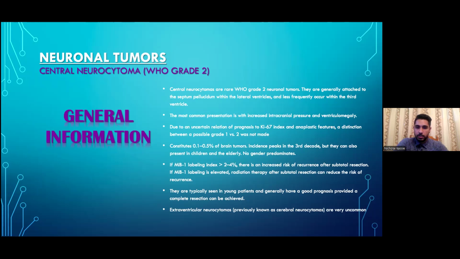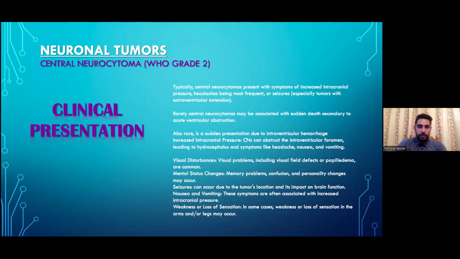Extraventricular neurocytomas, previously known as central neurocytomas, are less common, as we will describe next. Clinical presentation: it typically presents with symptoms of increased ICP, headaches, and seizures, especially in tumors with extraventricular extension. Rarely, these tumors may be associated with sudden death secondary to acute ventricular obstruction. They are also rarely associated with sudden presentation due to intraventricular hemorrhage.